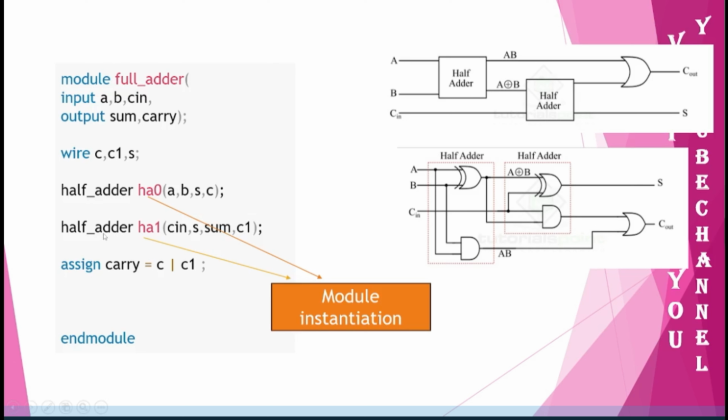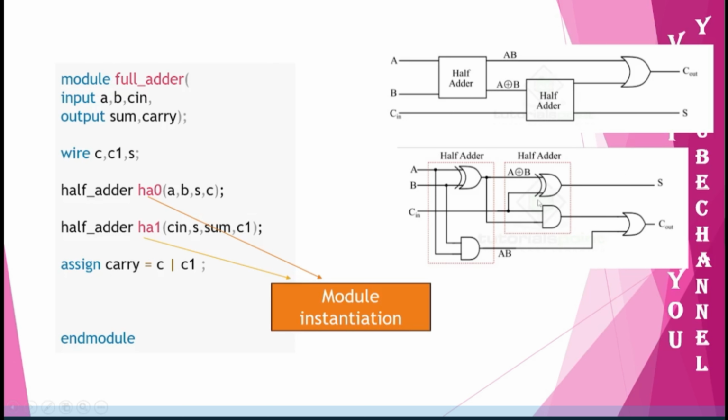Okay, then after this, I am connecting both of these with assign carry equal to c plus c1. That means this is the output of the first half adder, and this is the output of the second half adder. So I am connecting both of these in order to get the final carry, which is c plus c1, right? So this is how you will be doing the connection for the full adder, right?